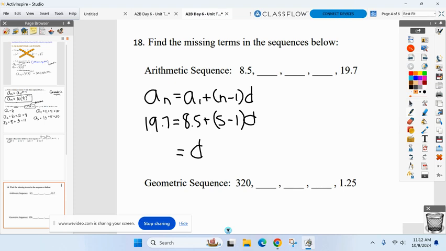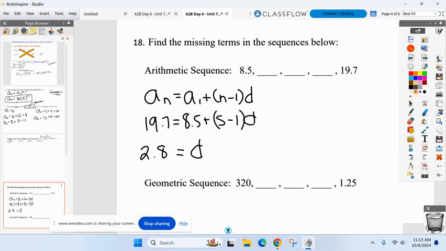I don't know the answer. 2.8. You move 19.7 minus 8.5 gives you 11.2. Then you divide both sides by 4, because that's 5 minus 1. Don't distribute the d there. You leave it. Just do 5 minus 1. All right. We good? And all you guess and checkers, I'm sure you would have guessed 2.8. Good luck with that.